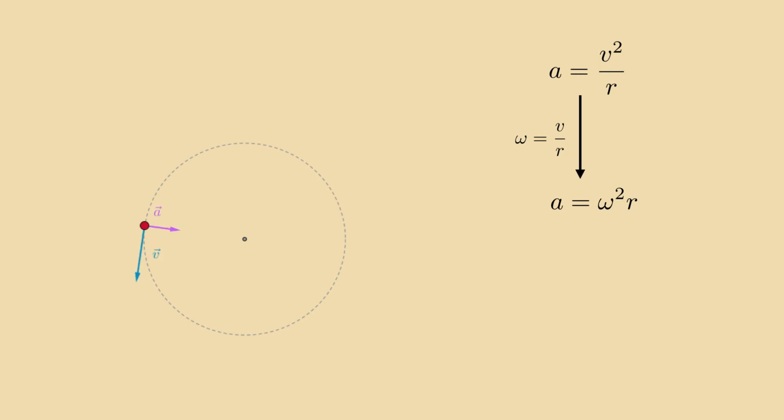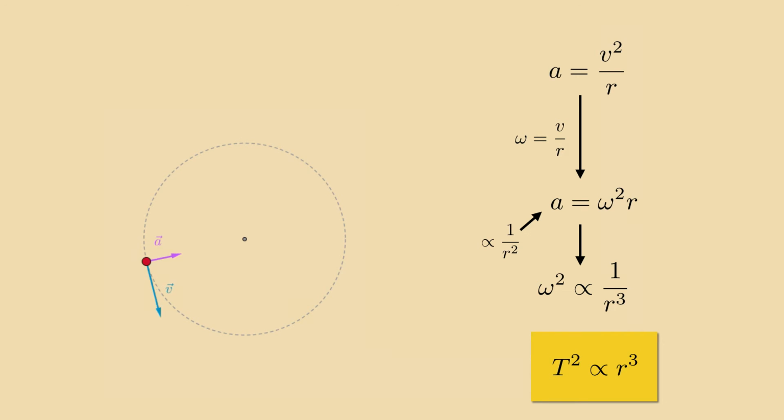Now, since for gravity this acceleration is inversely proportional to the squared radius, we immediately obtain that the angular velocity squared is inversely proportional to the radius cubed. Restated in terms of the period T, which itself is inversely proportional to omega, T squared is proportional to radius cubed.